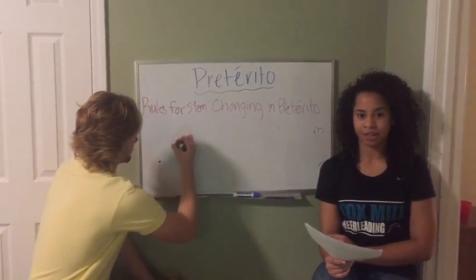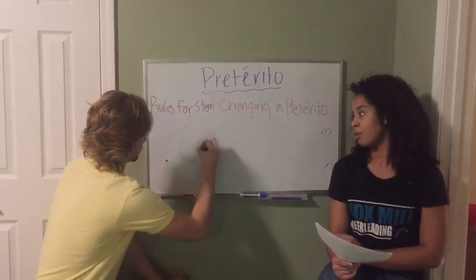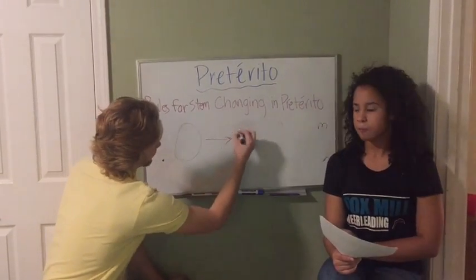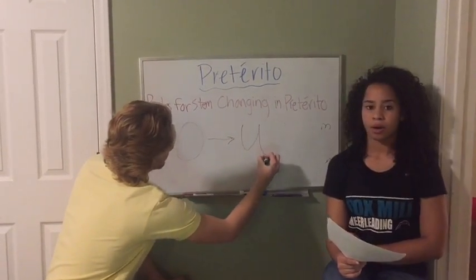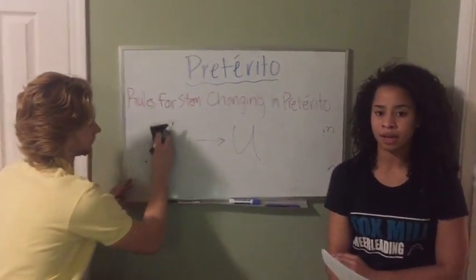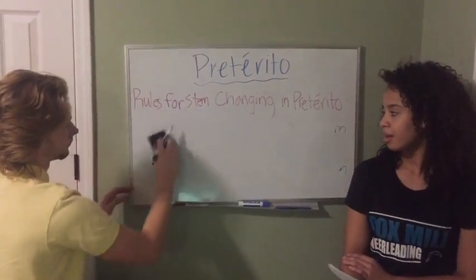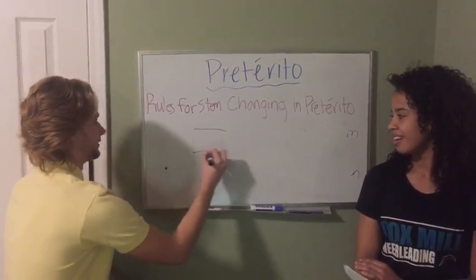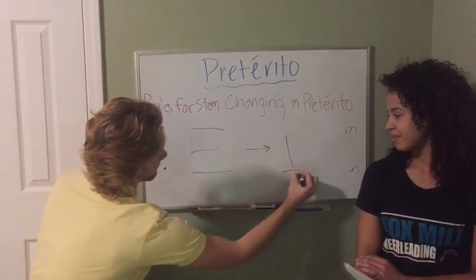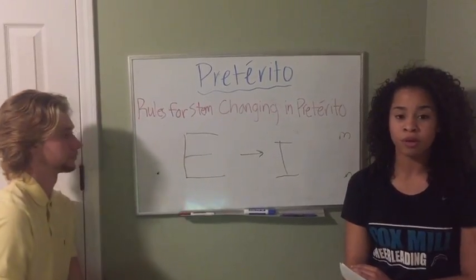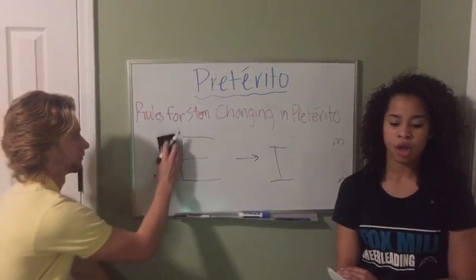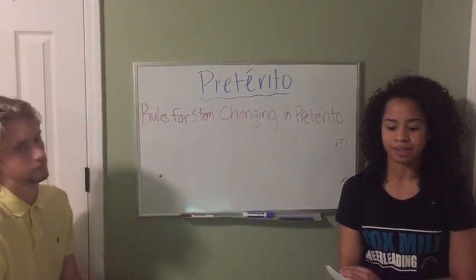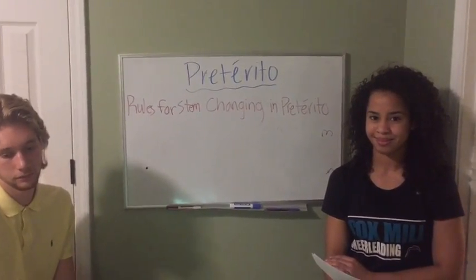The changes are that whenever you have an O, it will change to a U. Also, if you have an E, it will change to an I. If there's more than one vowel in the stem change, you're going to want to change the vowel that is closest to the end of the stem.